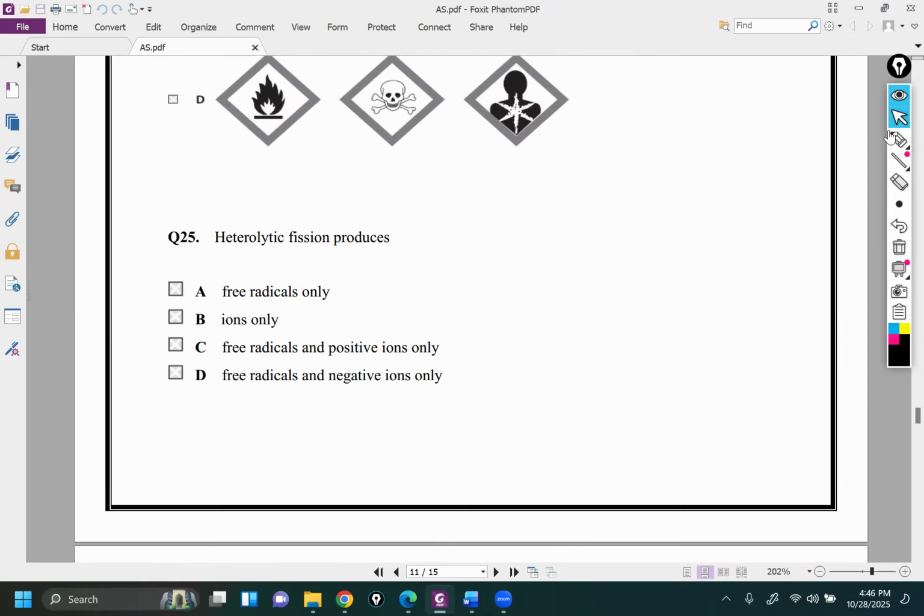Heterolytic fission produces free radicals only, or ions only? The correct option is ions. Heterolytic fission is when both electrons of the bond go to one atom, so hydrogen loses its electron and chlorine gains that electron, so ions will form. So the correct option is option B.